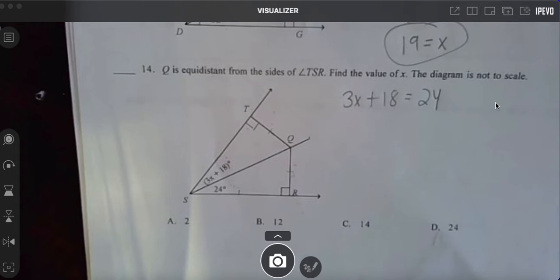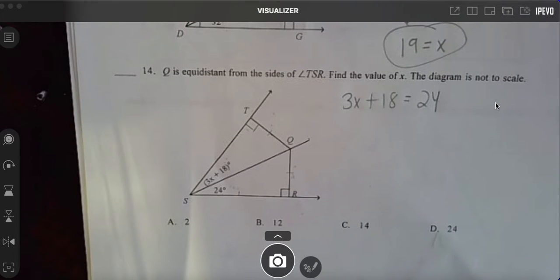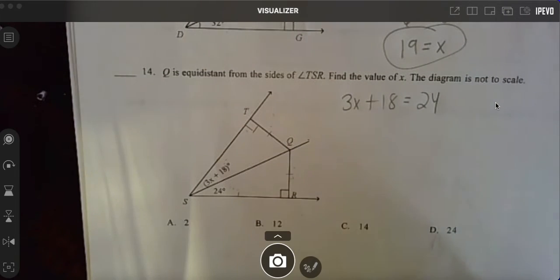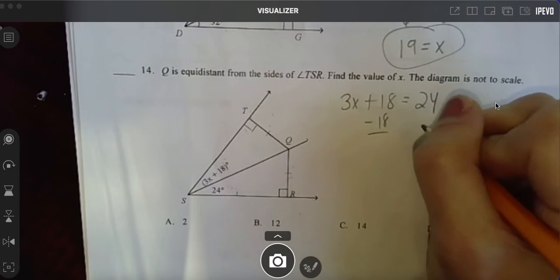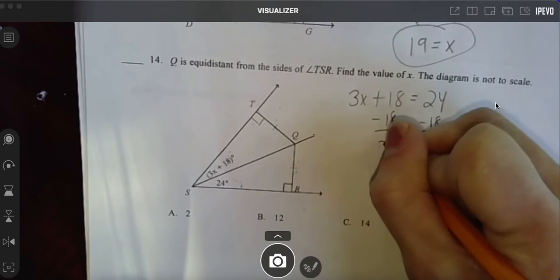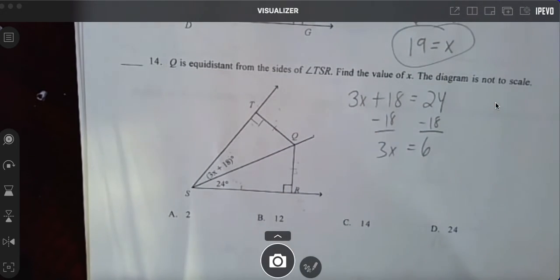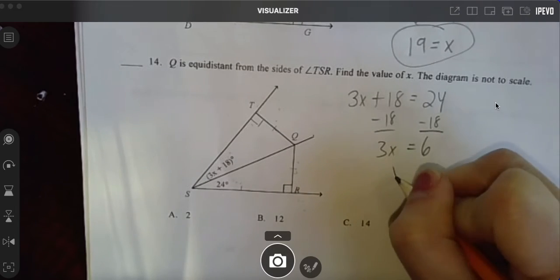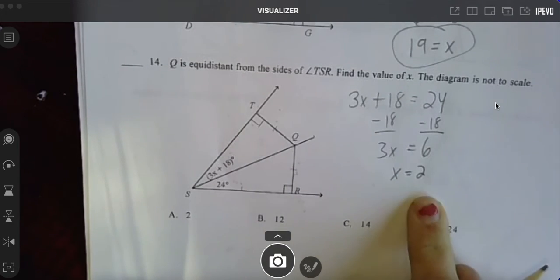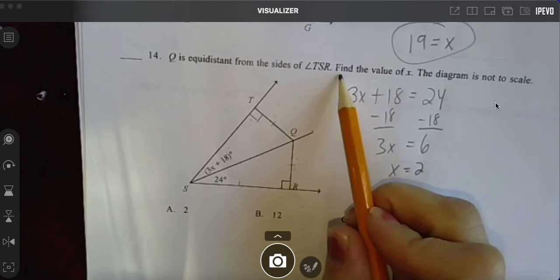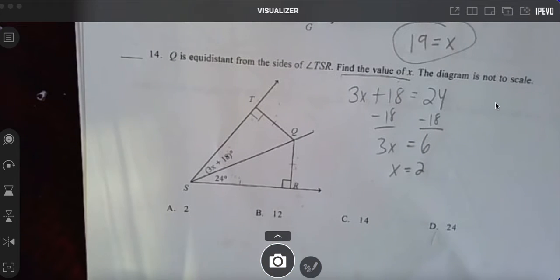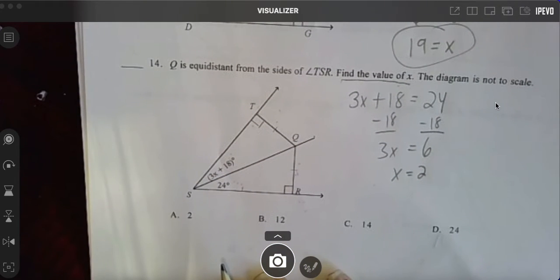How am I going to solve for x? We did set them equal, so we're going to subtract 18. What's 24 minus 18? Then what am I going to do? Divide by 3. And x is 2. And again, go back and make sure, but that is what they were asking for. X is 2.